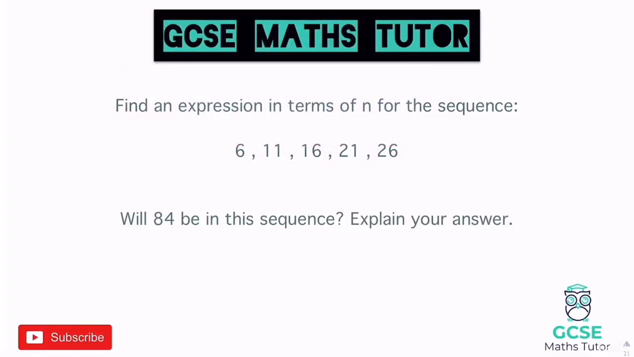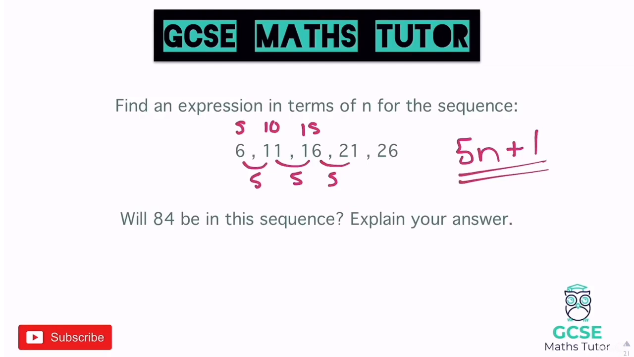Here's another one. Find an expression in terms of n for this sequence, and then will 84 be in this sequence? Explain your answer. Let's have a look. It's going up in 5s, so our expression for the 5 times table is 5n, but this is not the 5 times table, because the 5 times table goes 5, 10, 15, etc. So 6 is 1 bigger, 11 is 1 bigger, so it's the 5 times table, but it's got 1 added on, so that's my nth term this time again.